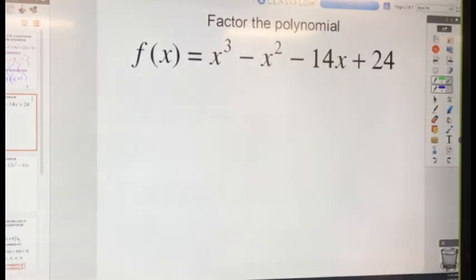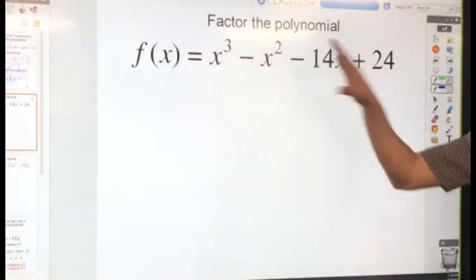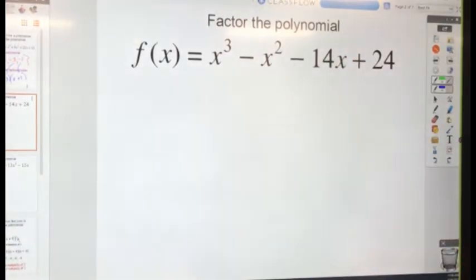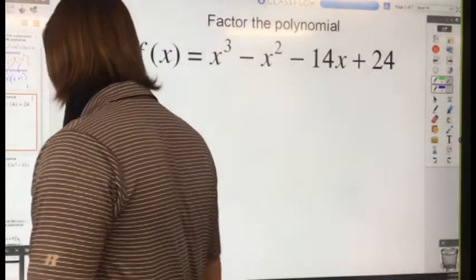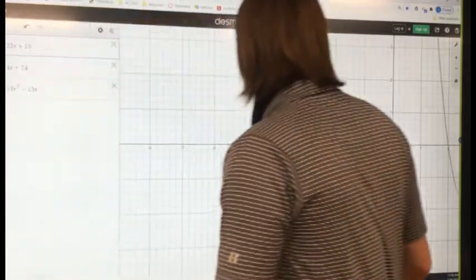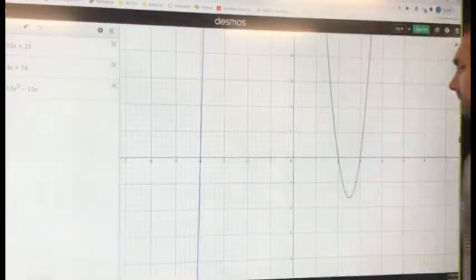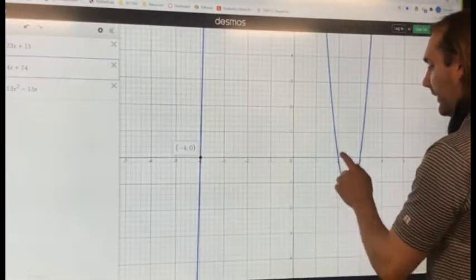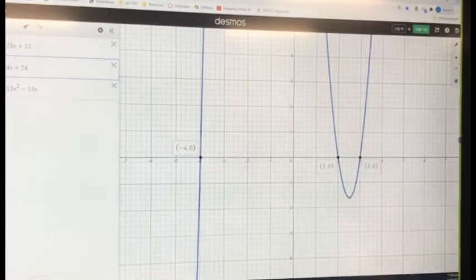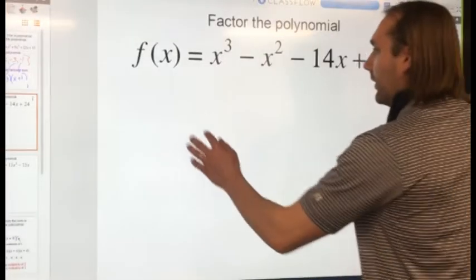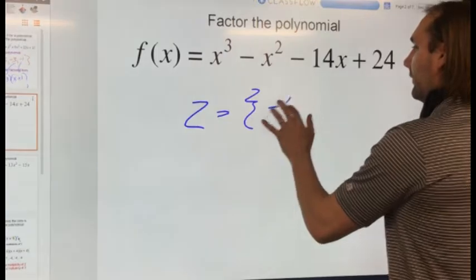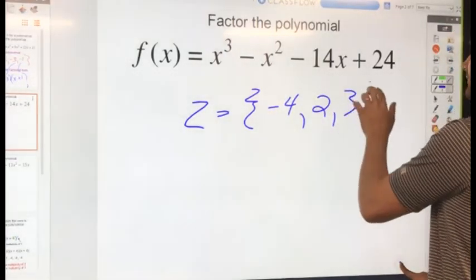So when I look at this example here, I have x cubed minus x squared minus 14x plus 24. I want to factor this polynomial. So what was my first step? Graphing. Okay, so let me go to my graph here. There it is. Now what about this graph am I looking for? X-intercepts. I have one at (-4, 0), (2, 0), and (3, 0), which means my zeros are -4, 2, and 3.